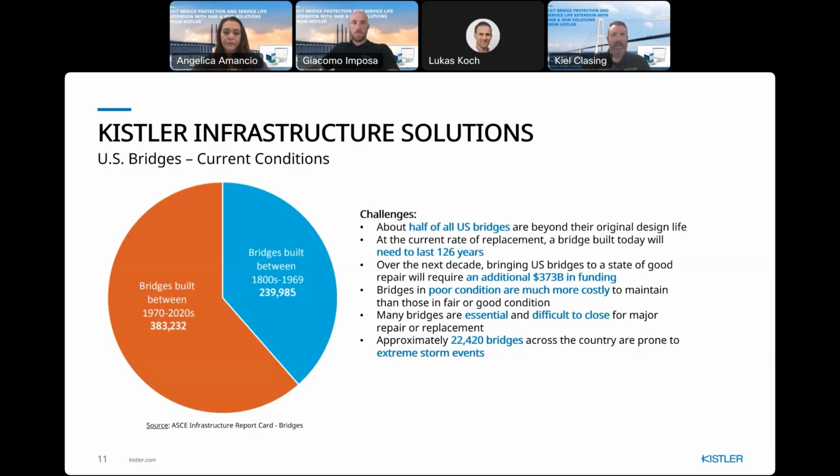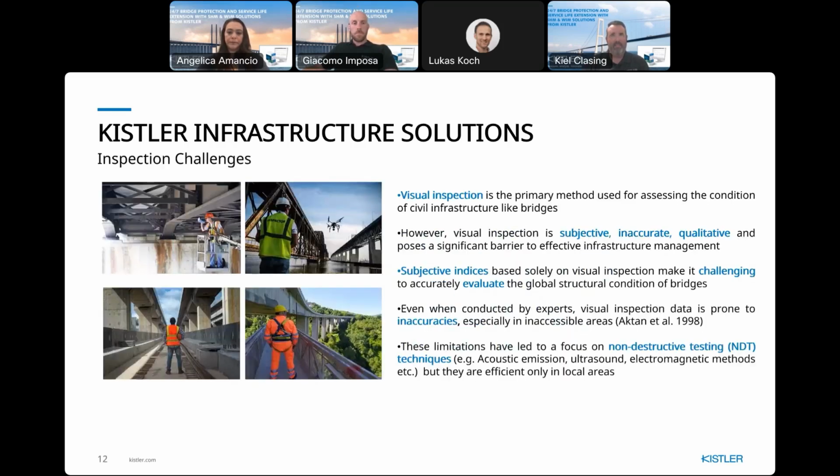Here are a few challenges cited by ASCE in the recent 2025 infrastructure report card. For example, about 40% of all U.S. bridges were built prior to 1970, and more than half are beyond their original design life. State DOTs are challenged with maintaining older bridges, which can tend to be in poor condition and require more funding to repair. Closing bridges for major repair is also a challenge, for example, bridges with heavy traffic, essential freight corridors, or weather evacuation routes. This creates a need to more closely monitor both the traffic loads and bridge conditions in efforts to prolong their useful service life. Now let's turn to inspection challenges on the next slide.